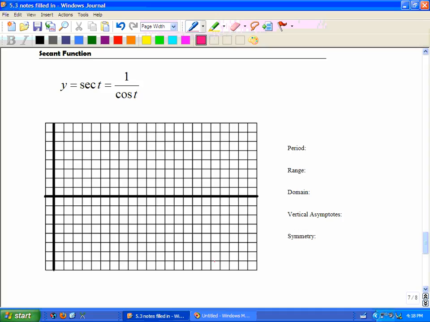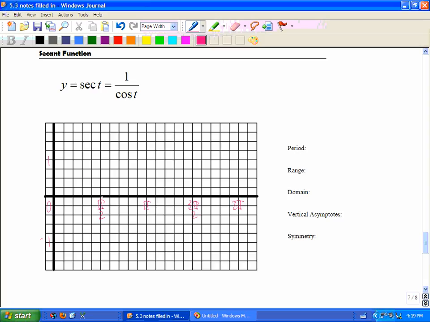Last but not least, we have the secant function. We know that secant comes from cosine, and so we can label our same points, our 0, 1, and -1, and the same points on our x-axis. And so we've got pi over 2 and pi, and 3 pi over 2 and 2 pi.